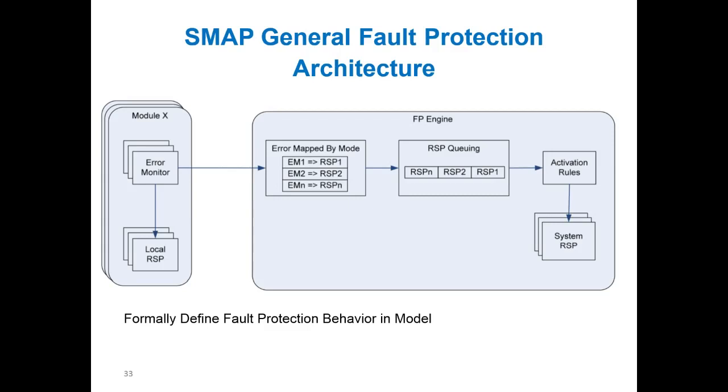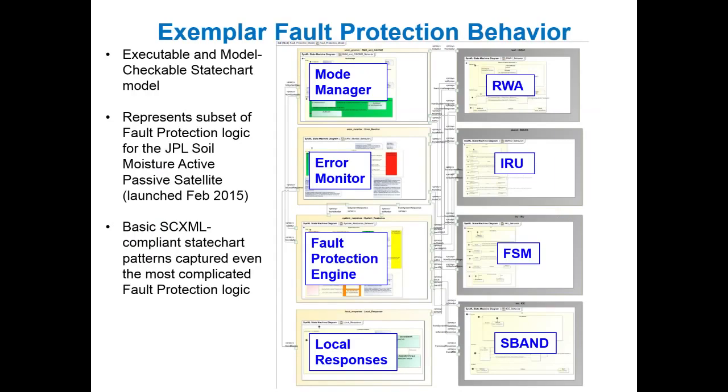So you would have some error monitors, some responses, some queuing mechanisms. Different responses have different priorities; you have to handle one error first before the other. You have different activation rules, and you have system responses if you're not able to handle it locally. So you have a global reaction across the system, and all this was modeled with a set of collaborating state machines.